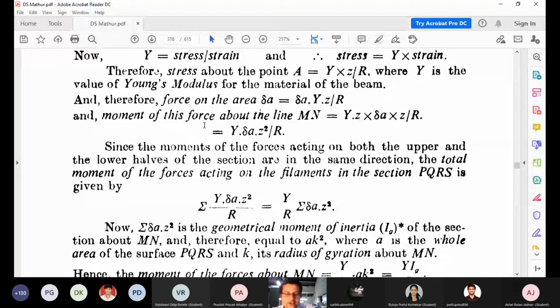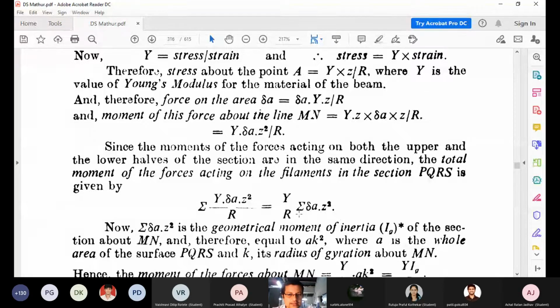Since the moments of these forces acting on both the upper and lower portions, or the other portion, of this section are in the same direction, the total moment of the forces acting on the filament in this particular PQRS is given by the summation of all those moments of forces. So the summation sign here: summation of y delta A z square by r. Y is Young's modulus, which comes out of the summation sign. r is the radius of curvature, that also remains constant.